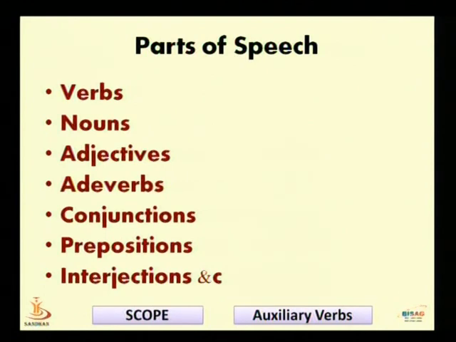Now, this is the list of the parts of speech in English. Actually, these parts of speech occur in almost all languages. So, verbs, nouns, adjectives, adverbs, conjunctions, prepositions, interjections, and there are several others, including the auxiliaries. These are the main parts of speech of English, and you know the functions, how they function in a sentence. Most parts of speech we use in our everyday conversation.